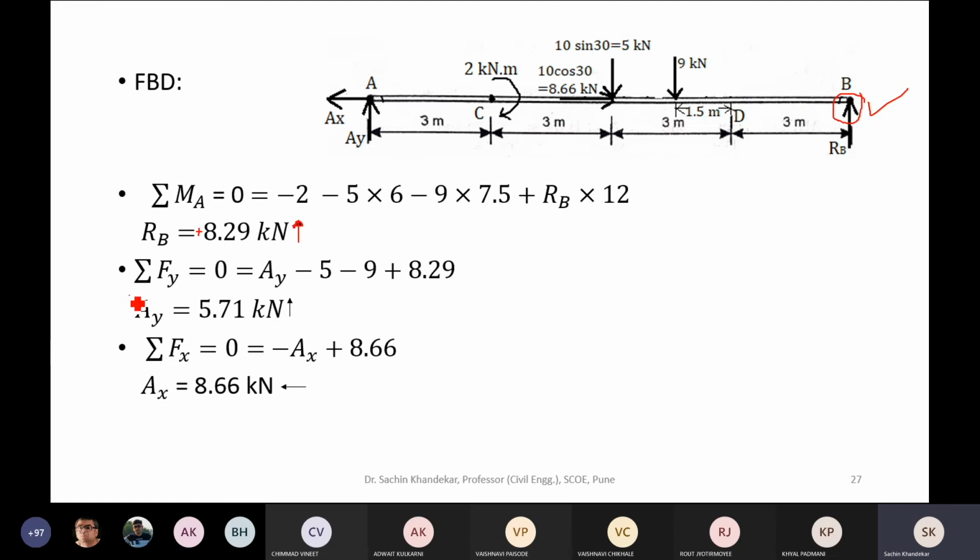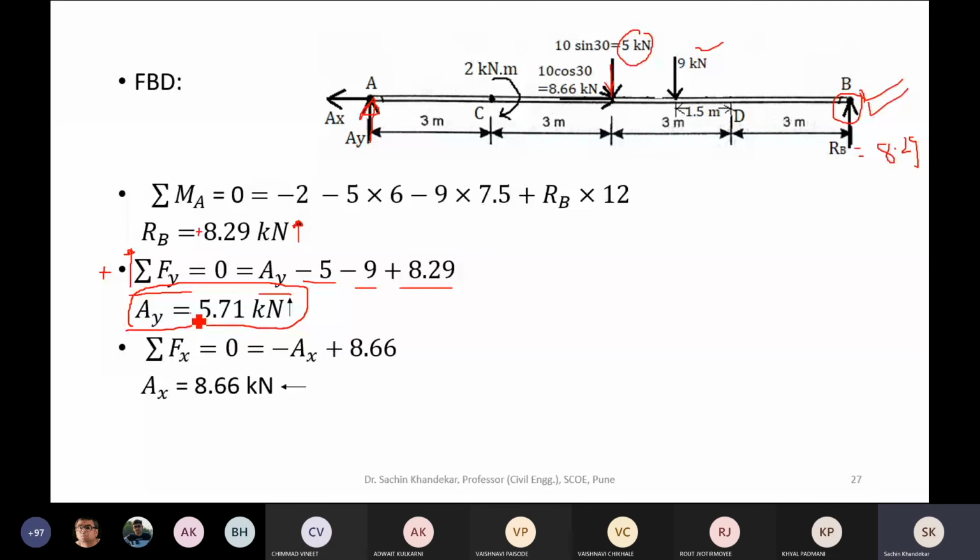Okay. Next, you apply the other two conditions. Let's apply summation of Y equal to 0. Of course, now I am considering upward force as positive as the sign convention. So starting from the left, plus AY, then minus 5 acting in vertically downward direction, then minus 9, and already we know RB, which is 8.29 in vertically upward direction. Please note that. So plus 8.29. After solving, we got AY as 5.71 kilonewton.